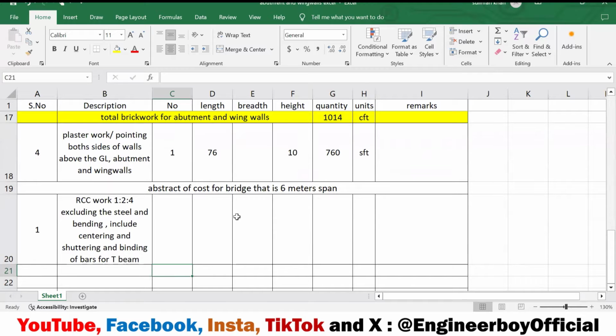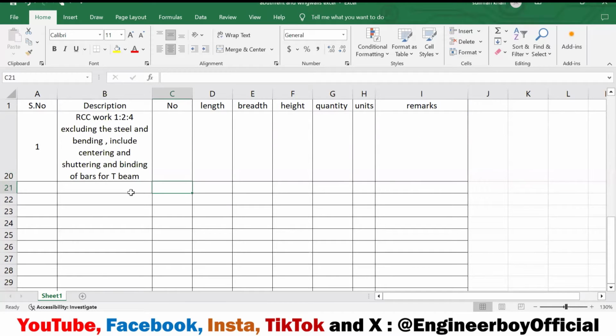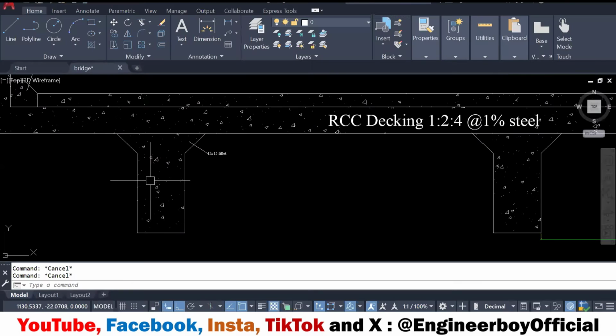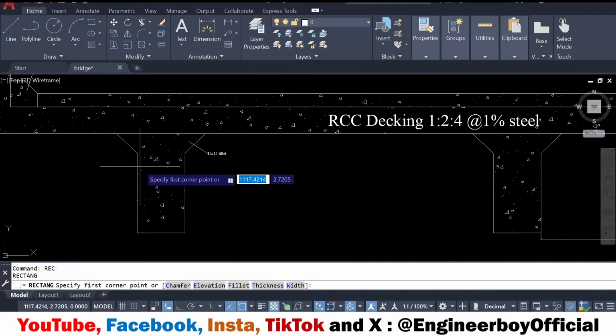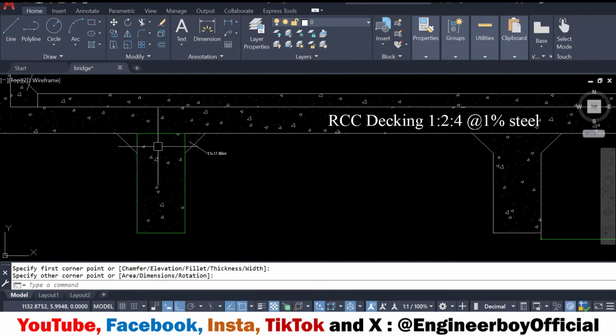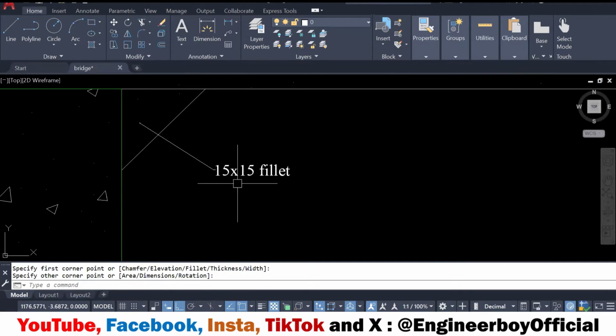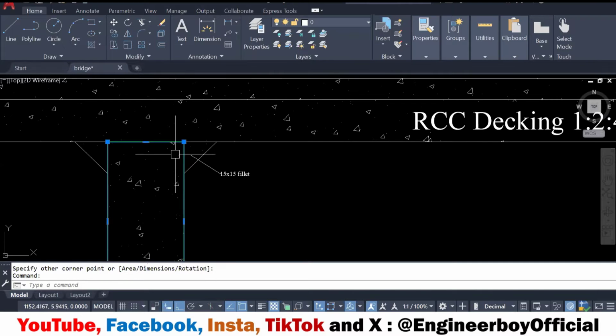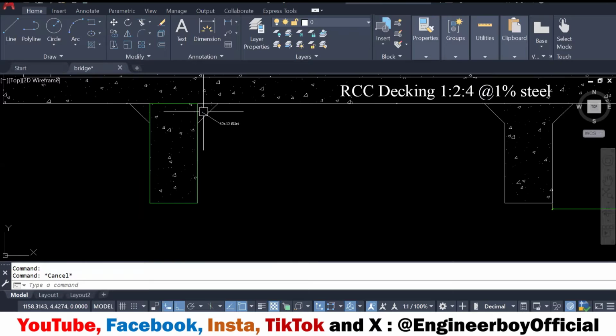And over here, I'm going to include one more thing. I will say T-beam, and I will only take the ribs. Okay, for T-beam. And in the next row, I will say T-beam, and then the fillets portion. By rib, I mean just this rectangular portion. This rectangular portion is known as the rib. And here, as you can see, we have a fillet of 15 by 15 centimeters. So first, I'm going to calculate the ribs, and then we will look into this.